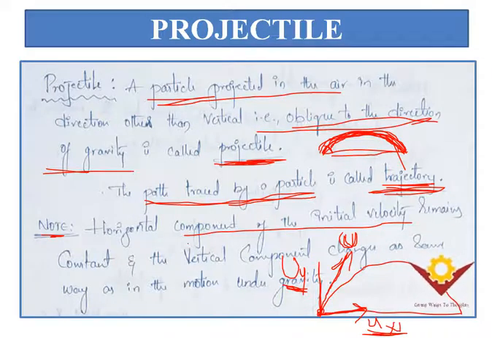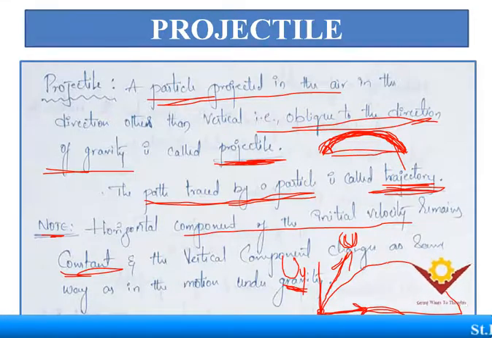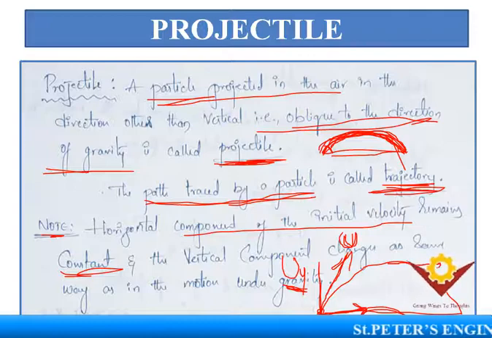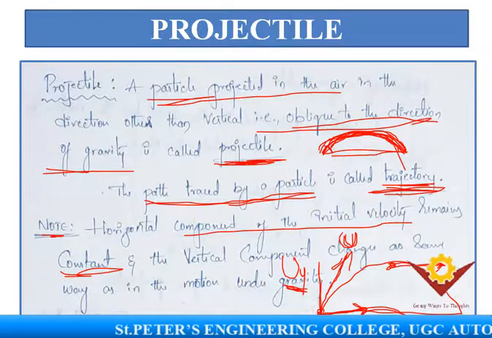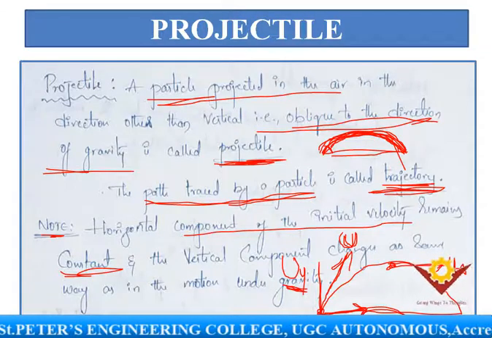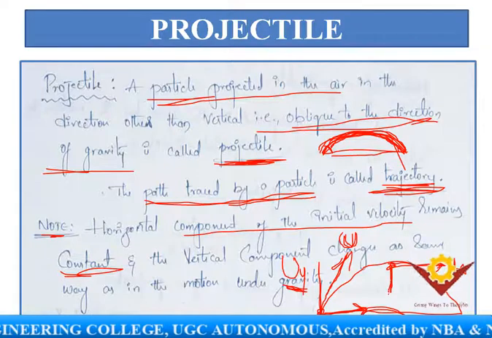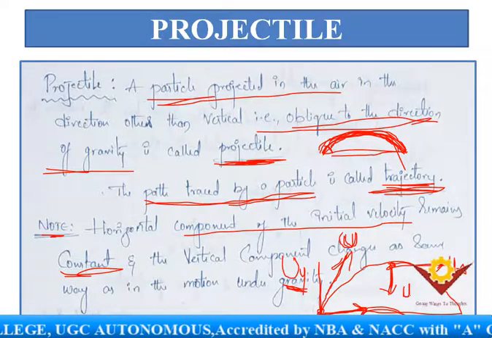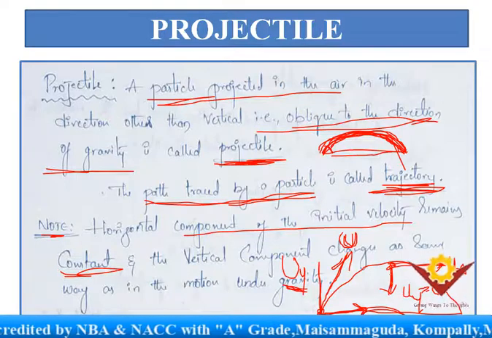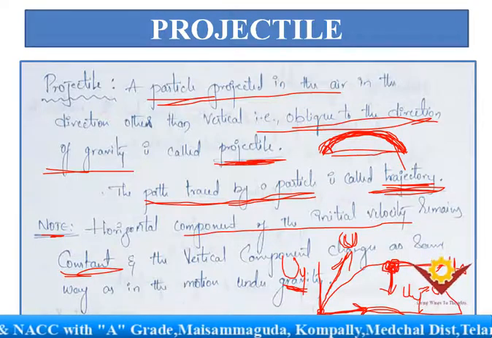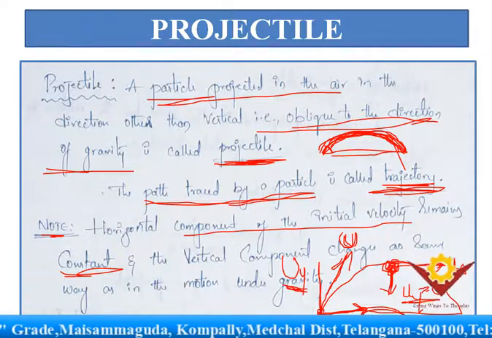Now what it says here is that the horizontal component of the initial velocity remains constant. That means this particular one will always be constant. At this particular point you again have the horizontal velocity, which is also ux, but your vertical component changes, and here vy equals 0. That means this particular point is the maximum point, right? At the maximum point your vertical velocity is 0.